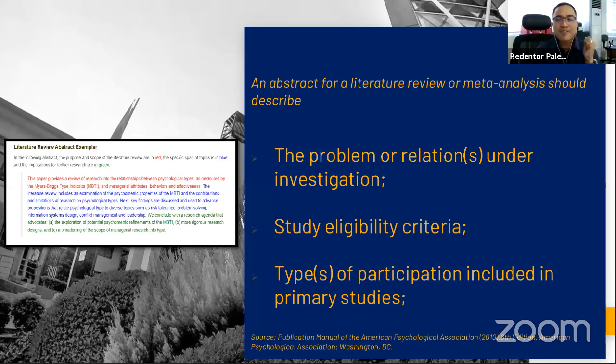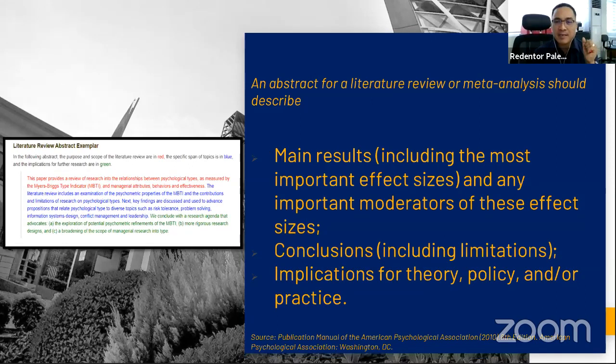Another thing that we need to consider in writing our abstract if our paper is a literature review or meta-analysis, take note of the main results, including the most important effects of it. And then of course, you need to include in your conclusion the limitations. And then try to include the implication for the theory or policy of a certain practice. Okay, so that is an abstract for literature review or meta-analysis studies.